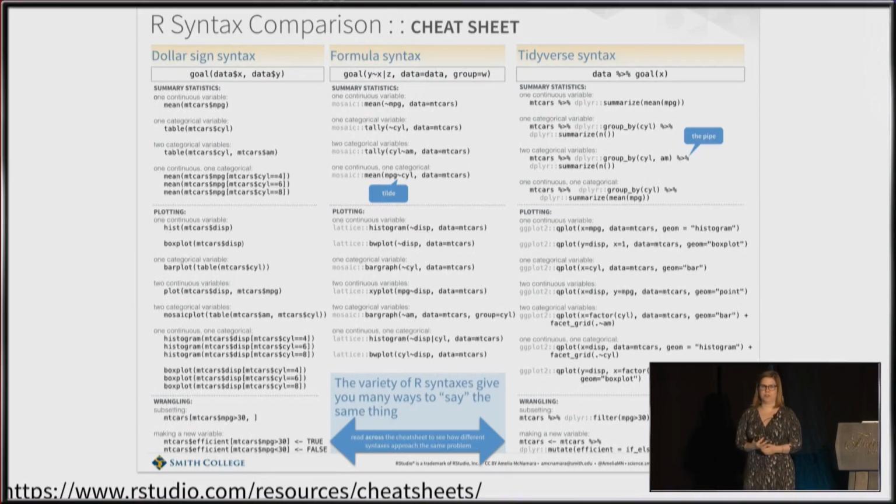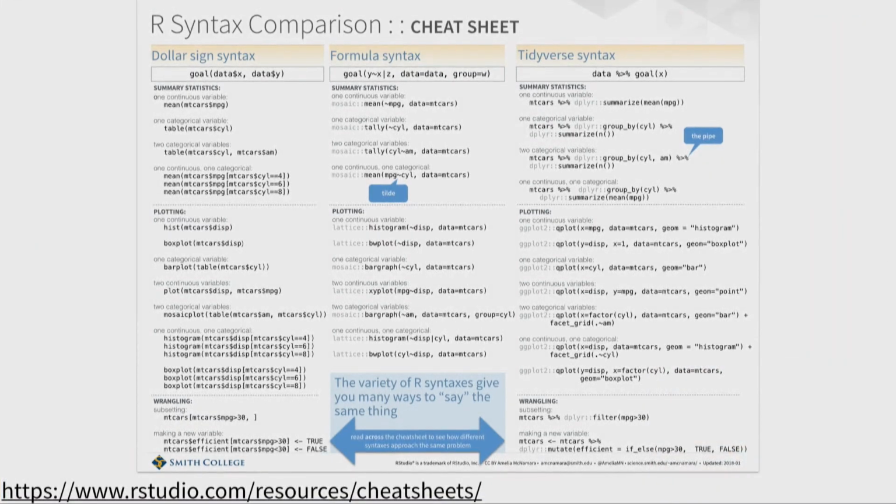And this actually gave us a great opportunity for this paper that we'd written. We did have to go back and rewrite a huge amount of it, so thanks, Hadley. But I'm very interested in the variety of R syntaxes that exist. So I have this cheat sheet, which is a contributed cheat sheet on RStudio, so scroll down to the bottom, and it compares doing the same task in what I consider to be the three main syntaxes in R. The $ sign syntax, which is kind of standard base R, the formula syntax, and the tidyverse syntax.